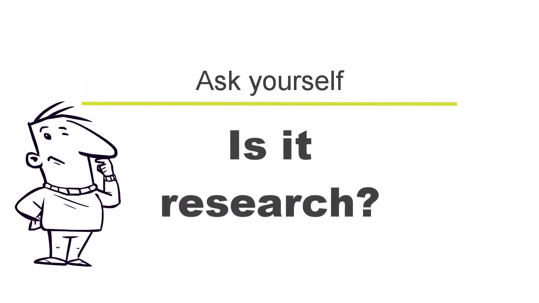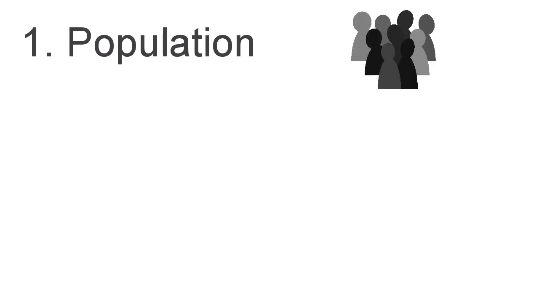There are three things to look for that are found in all research articles. First, look for a population or a sample. This is usually a group of people that the researchers used in the study. The article will give details about the size of the sample and any common characteristics shared by all study participants.